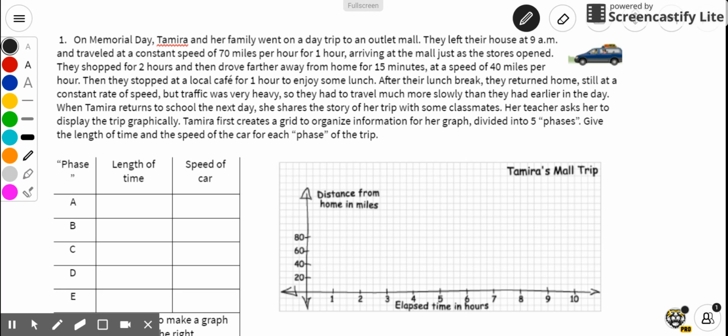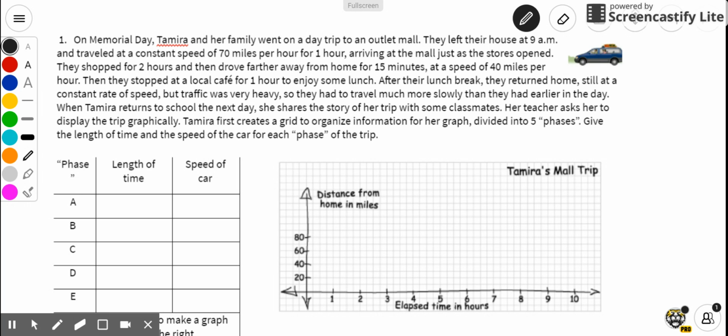Then they stopped at the local cafe for an hour to enjoy some lunch. After the lunch break, they returned home, still at a constant speed, but traffic was very heavy. So they had to travel much more slowly than they had earlier in the day. When Tamira returned to school the next day, she shared the story of her trip with some classmates. Her teacher asked her to display the trip graphically. Tamira first created a grid to organize information for her graph and then divided it into 5 phases, given the length of time and the speed of the car for each phase of the trip.